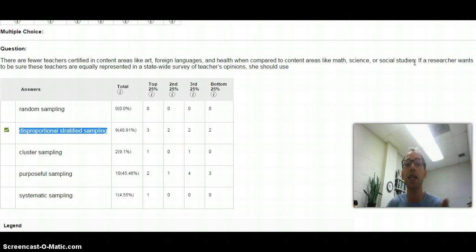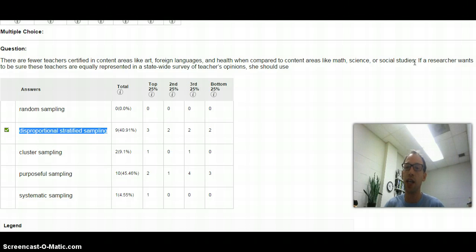A regular stratified sampling would be where we want the exact percent of the population. If 5% of teachers are math teachers, then if we take a sample, we want 5% of our sample to be math teachers. That's just normal stratified sampling.